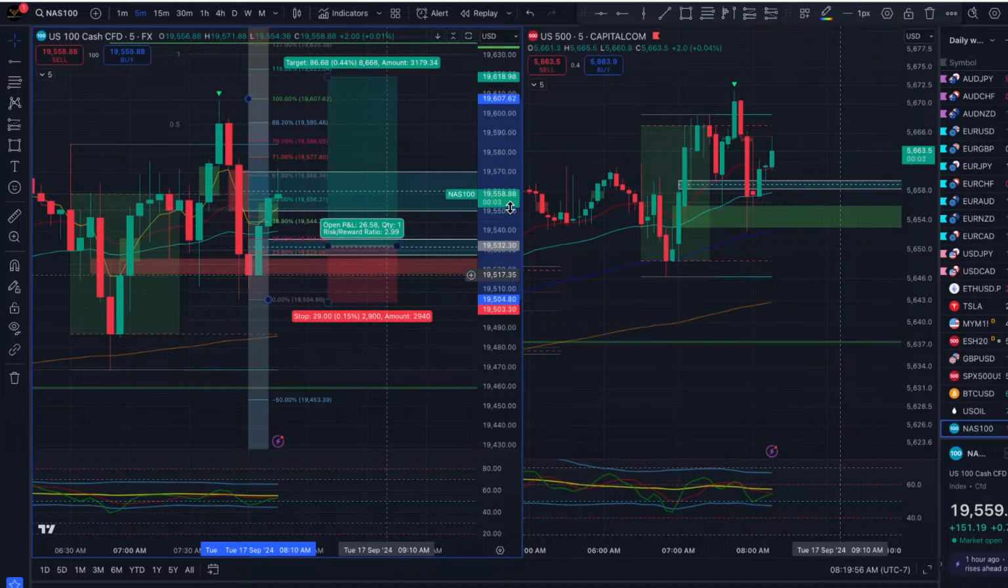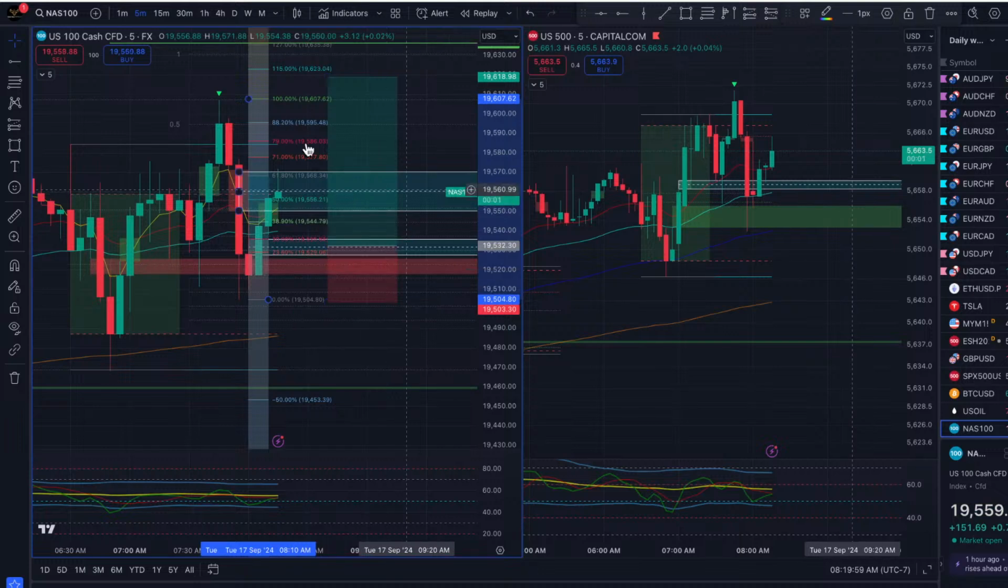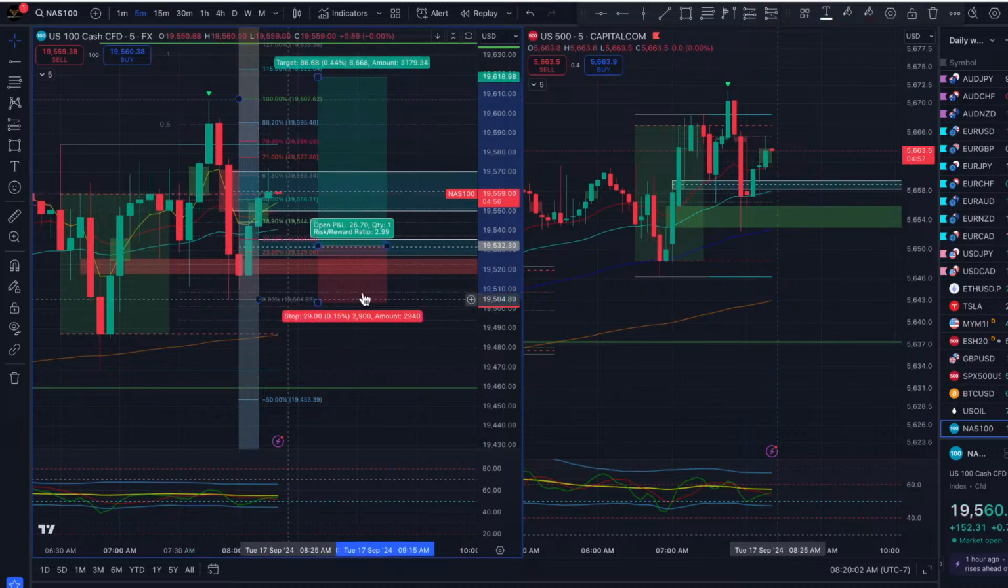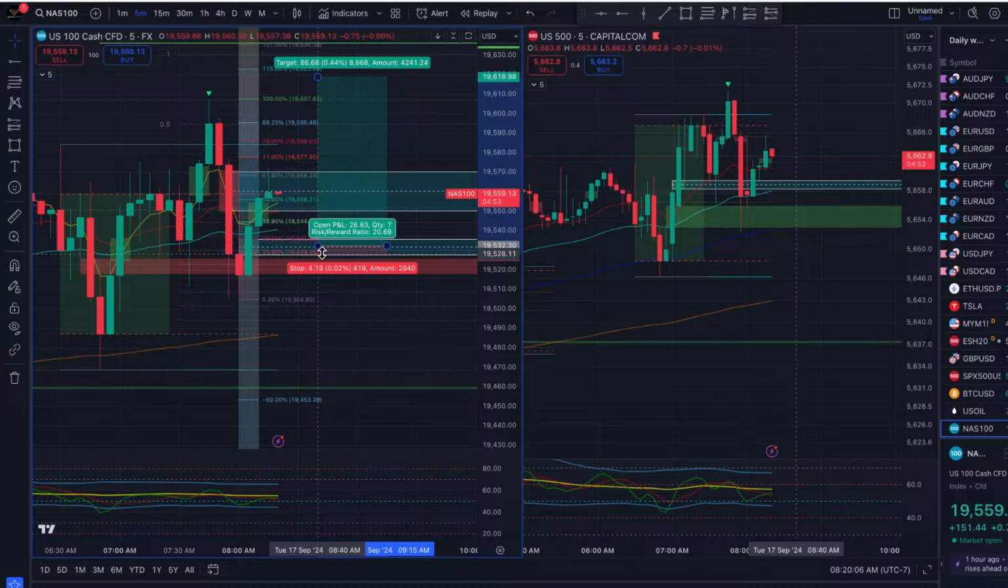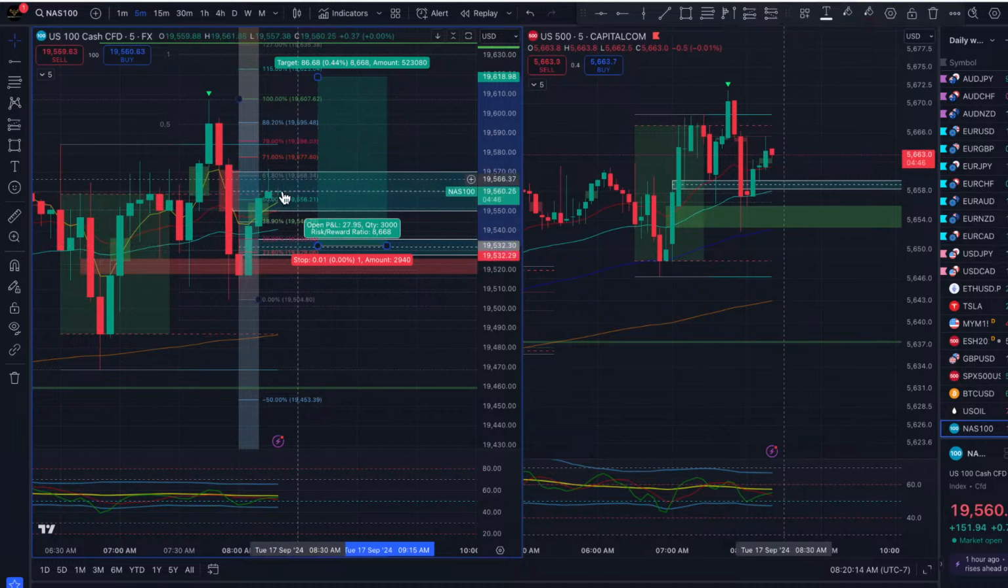Four, three, two, one. Again, just to be safe, we're moving our stops to break even. You should be in profit. You can actually take some off the table here if you'd like. Otherwise, you could hold the rest. But we do not want to spend too much time in this fair value gap.